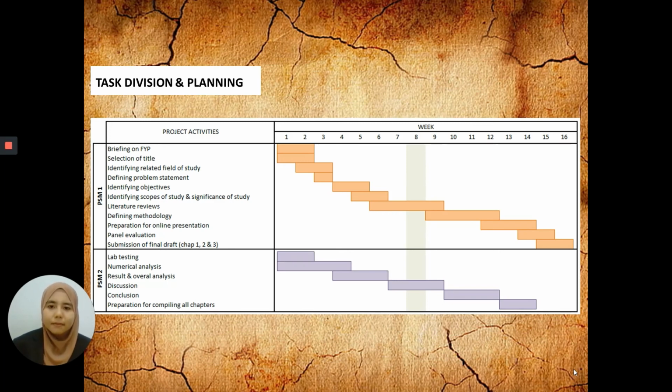For the next semester, I will start my lab testing first, and at the same time, I will conduct my numerical analysis. Then in week 4, I will analyze my results. By week 7 of next semester, I will start my discussion and conclusion and prepare for compiling all chapters from chapter 1 until 5.